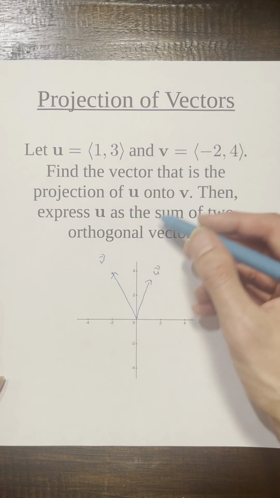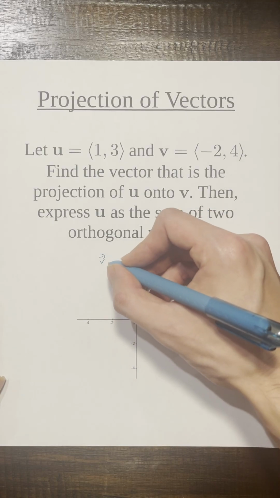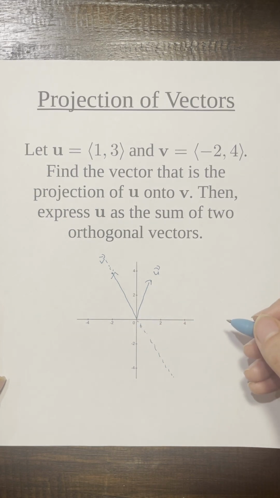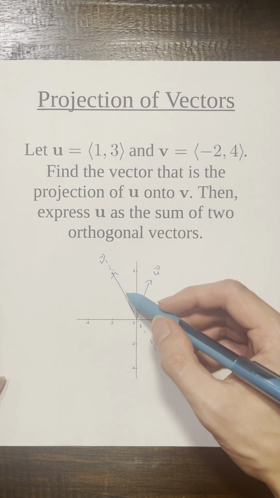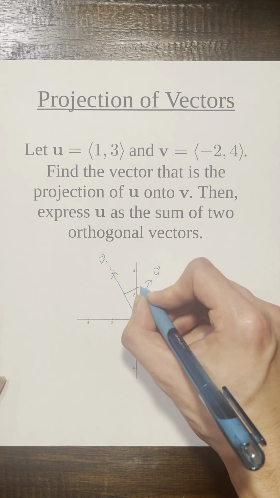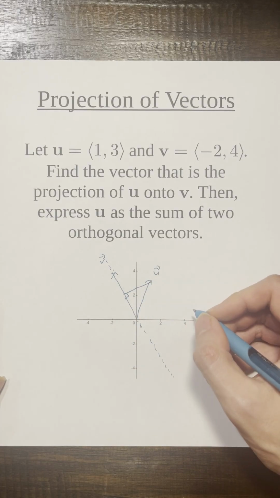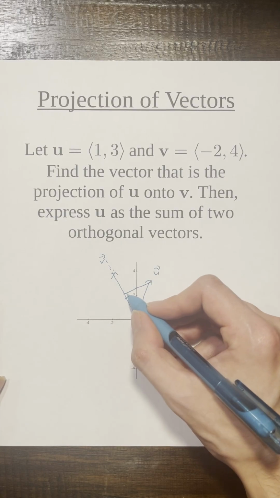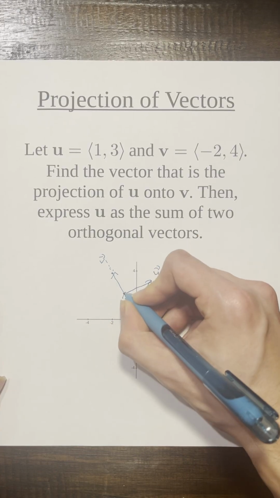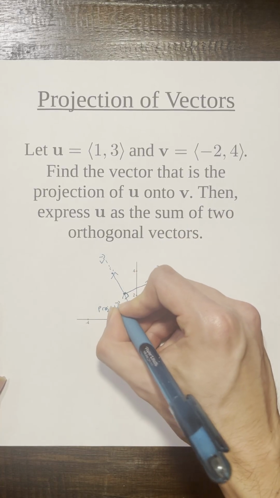Well, I want you to focus on the vector that we're projecting onto, so vector v. And we're going to extend this line, extend it if you need to. Sometimes you don't need to, but we need to draw a line segment perpendicular to this line that goes to this point. Okay, so this is perpendicular, and this vector is what we call the projection of u onto v.